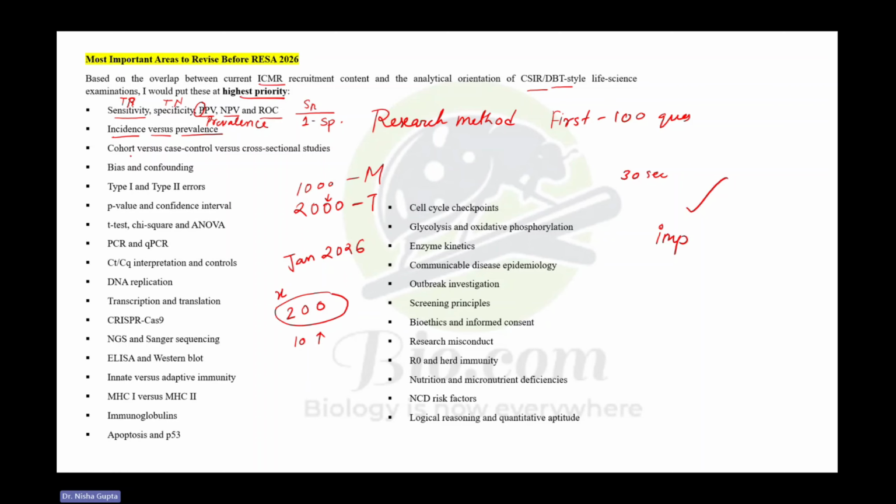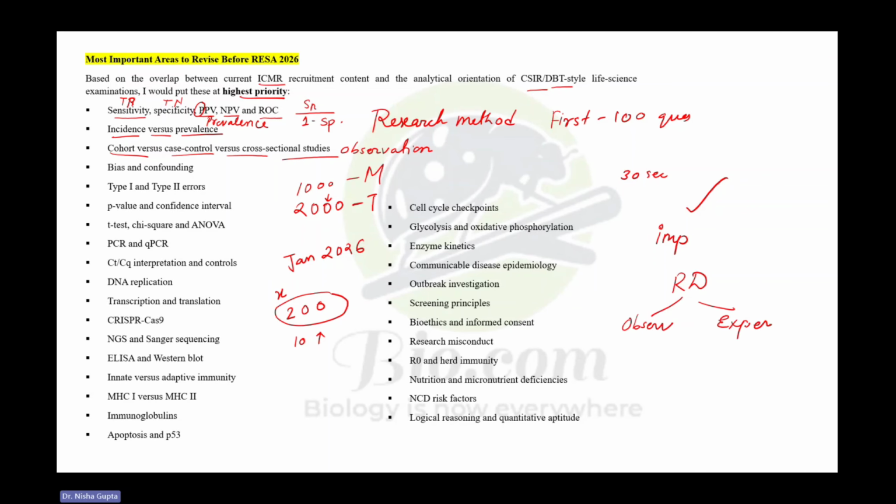Okay. Now cohort versus case control versus cross sectional studies. These are the observational study variations. We know that a research design, RD, can be, I am revising the first part, so I will not just read the topics, but also provide you the background, the concepts. Research design can be observational and experimental.